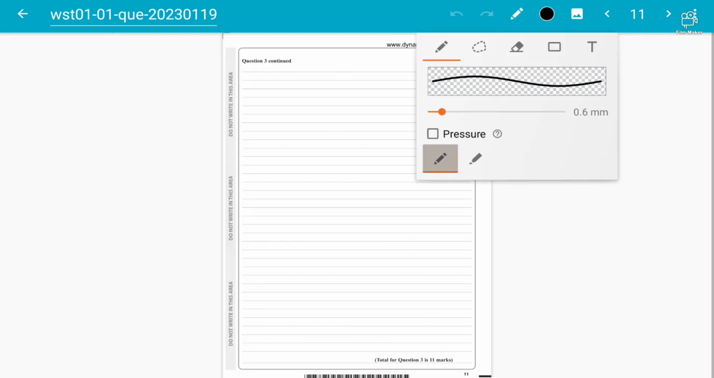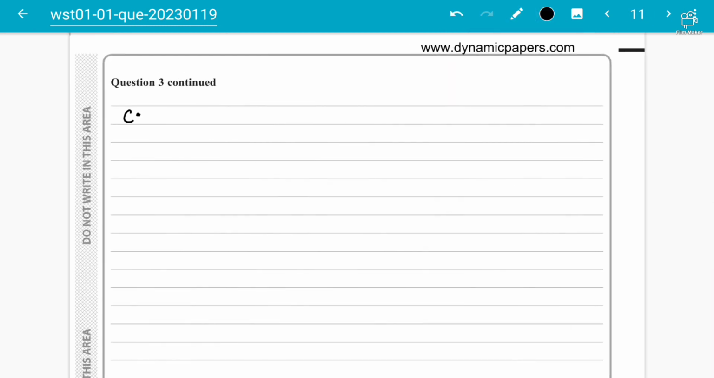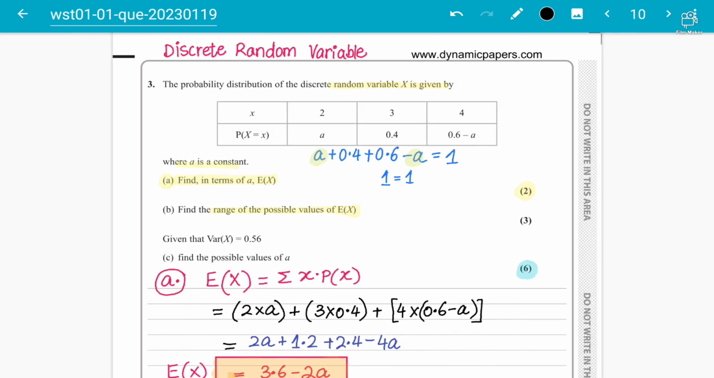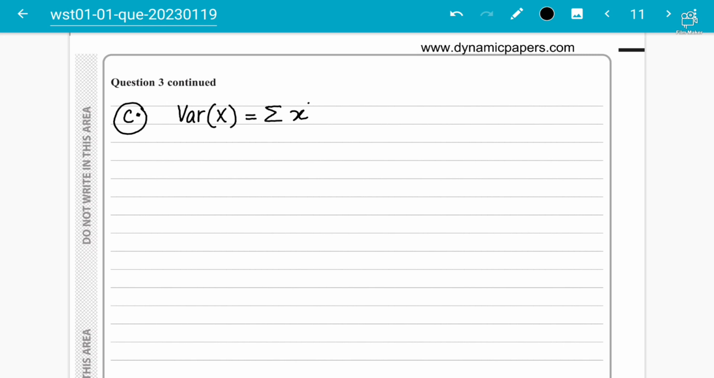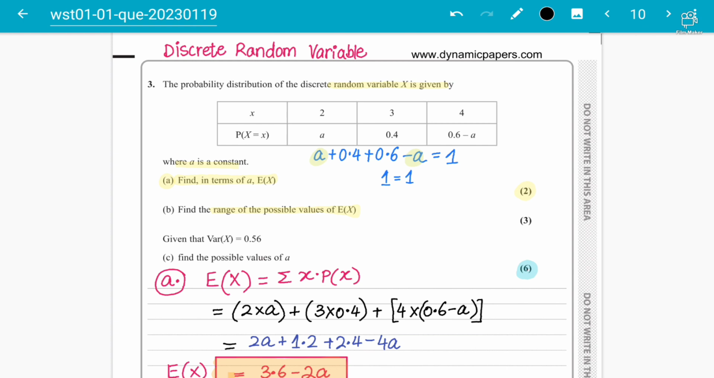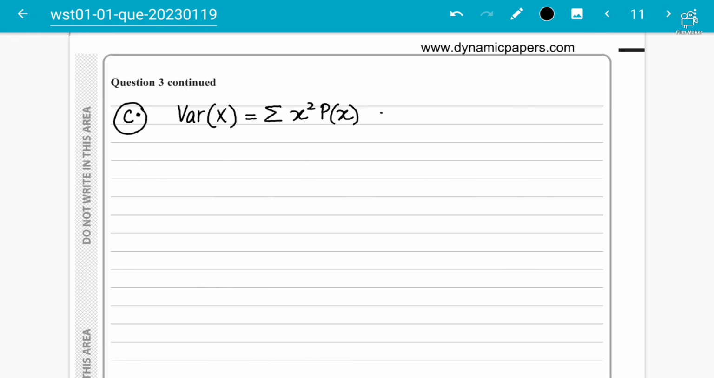How do you do it? So let's do it on a separate page, okay? So part C starts from here. Answer: we have to find the variance of x. So you need to understand the formula, students: variance of x is the summation of x square into the probability of x. Now what you do is you square the x values, multiply by the probabilities, then add all of them and subtract the mean square, okay? So let's use the word mean, that is summation of x times probability, and you are going to square that, okay? So you subtract the mean square, okay?